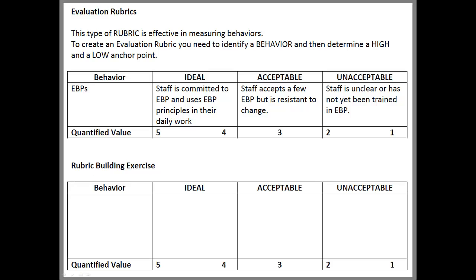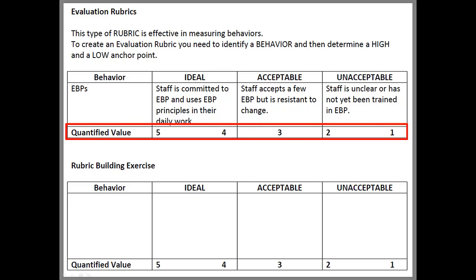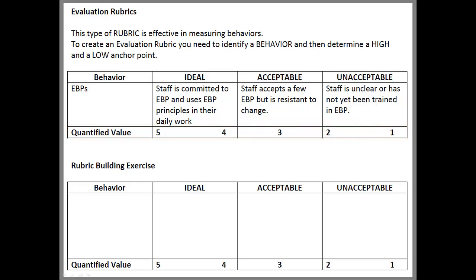Now notice the quantified value at the bottom. You could use a 1 to 3 scale here, 1, 2, and 3. I like a 5 scale because there are sometimes when the unacceptable is marginal and there's sometimes when the ideal is marginal. And you need to be able to walk through that. If you set up this rubric and measured behaviors throughout your staff or your agency, you could actually quantify and come up with a numerical value that would help you to measure your behaviors more effectively.